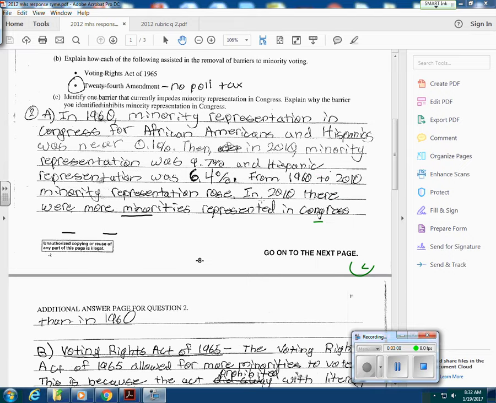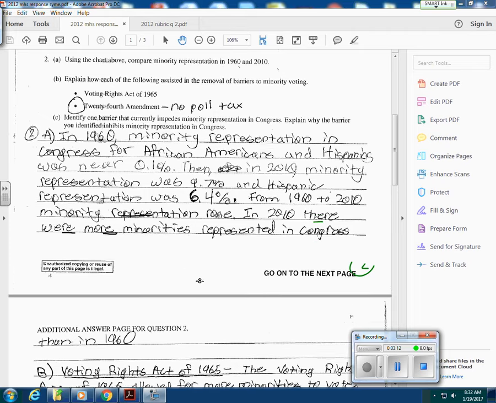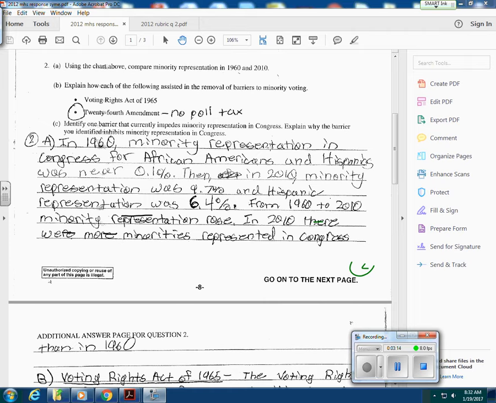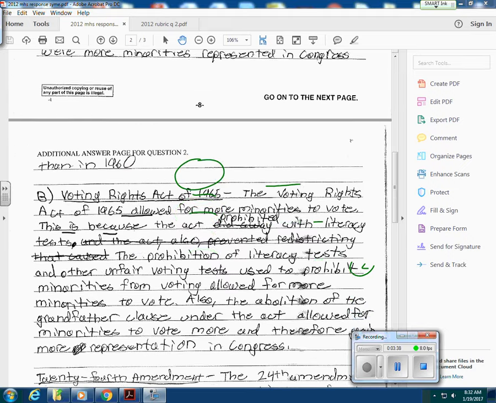So for part A it was, using a chart above, compare. You see he says in 1960, minority representation for African Americans and Hispanics was near 0.1%. So there's his comparison. And in 2010, minority representation was 9.7 in Hispanics. So all he did was repeat the question, restate the graph, and take the information right out of the chart. He's got his point. So 1 point down, moving forward.